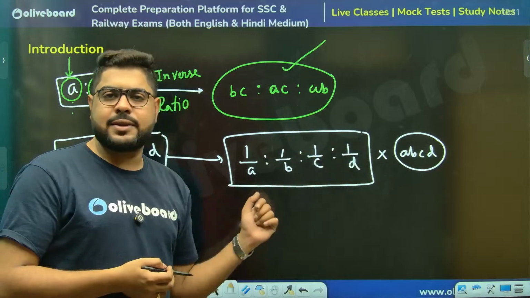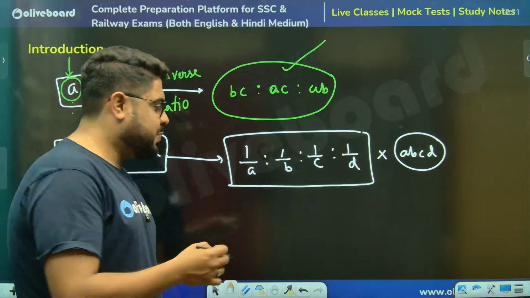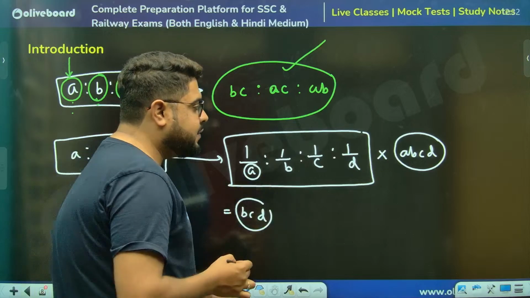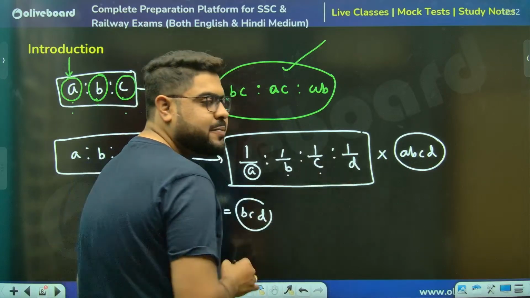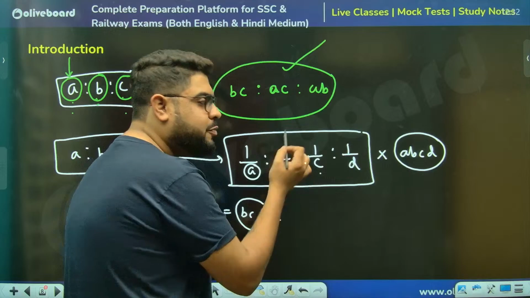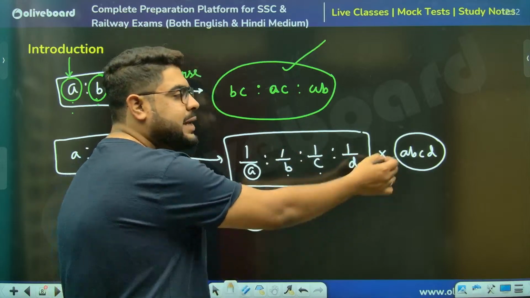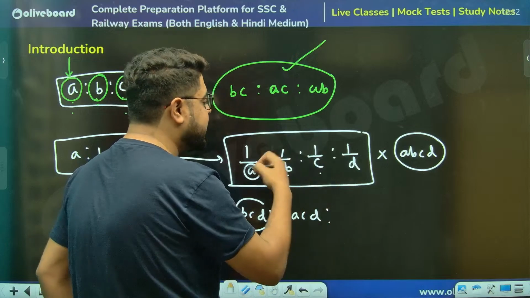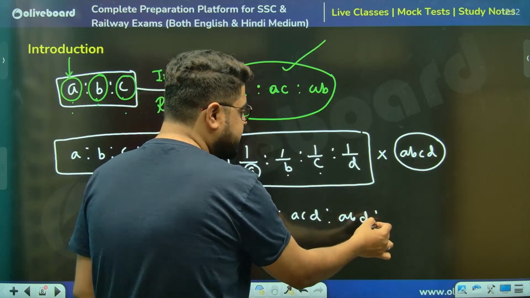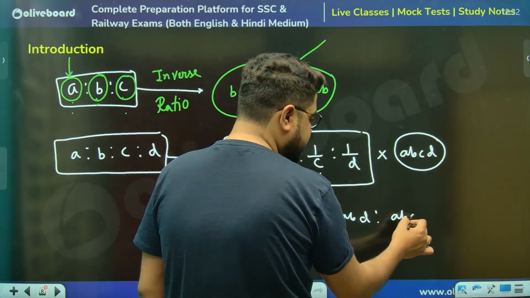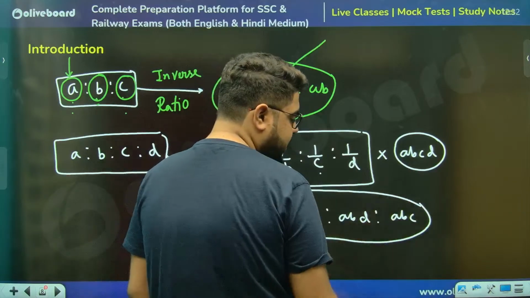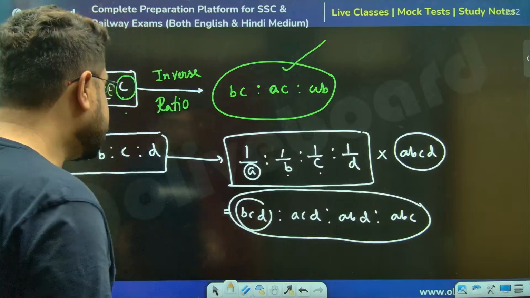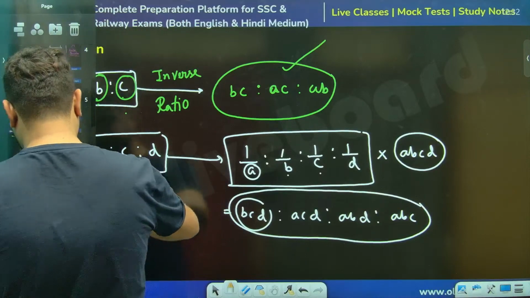A will cancel, B, C, and D will remain. So instead of A, I will get the multiplication of the other three. Instead of B, I'll get the multiplication of the other three, A, C, D. Instead of C, I'll write A, B, D. Instead of D, I'll write A, B, C. Correct? Perfect. Chalo, बढ़िया. Sir, what use will this have?